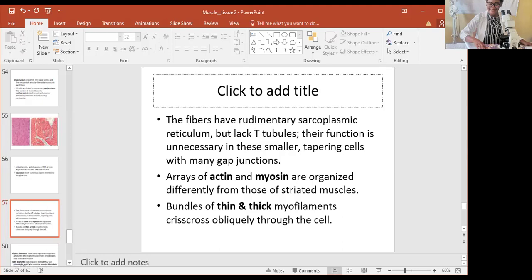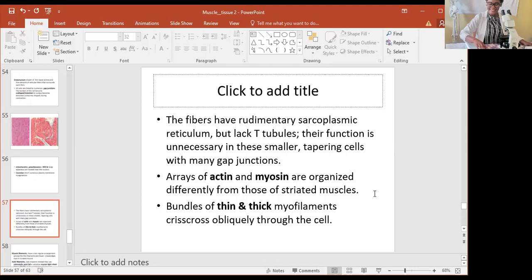Those T-tubules are invaginations of the sarcolemma. Like I said, you're going to know them very well once you learn that term. Their function is unnecessary in these smaller tapering cells, and that is why you're not going to have T-tubules. The actin and myosin are organized differently from those in striated muscles, which we've already talked about.